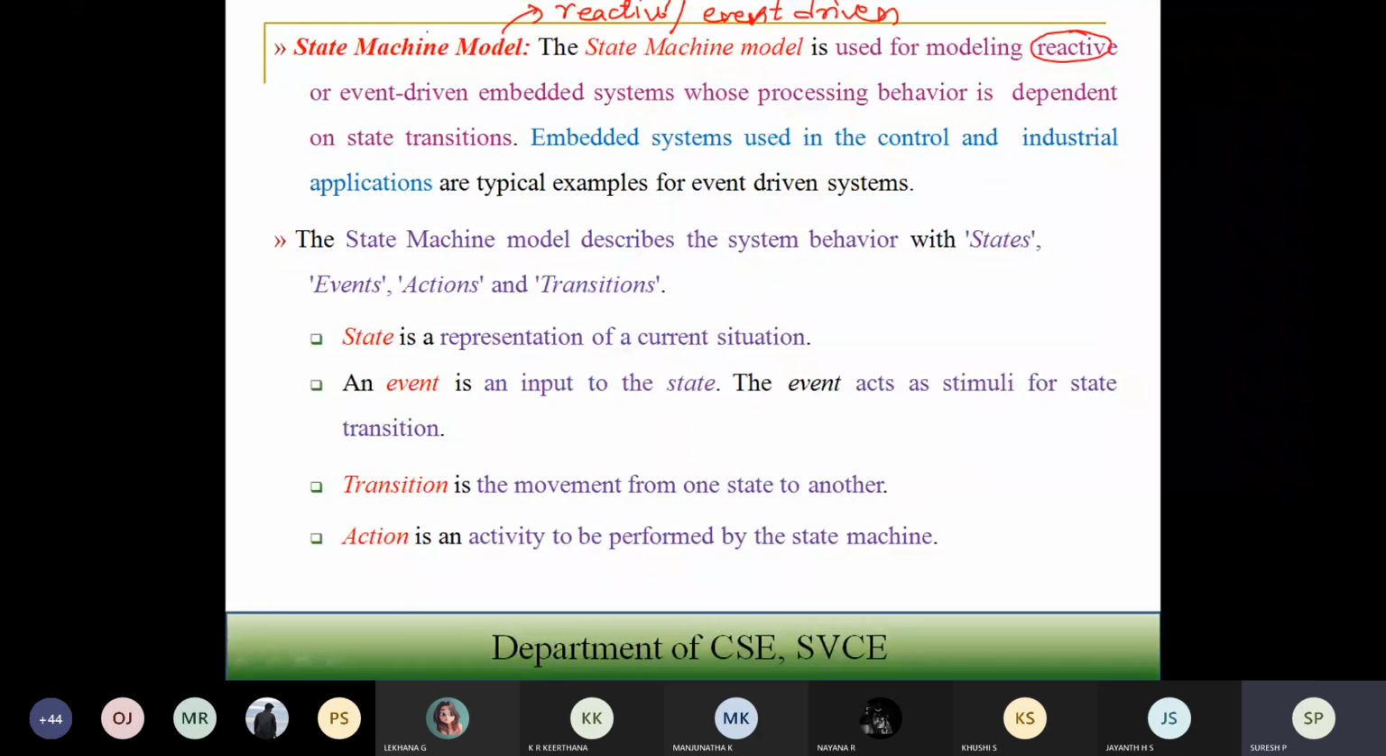So here also, what will happen? Typically, this is where this type of state machine model is going to be used.